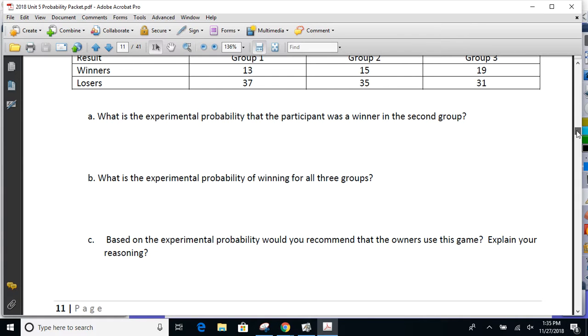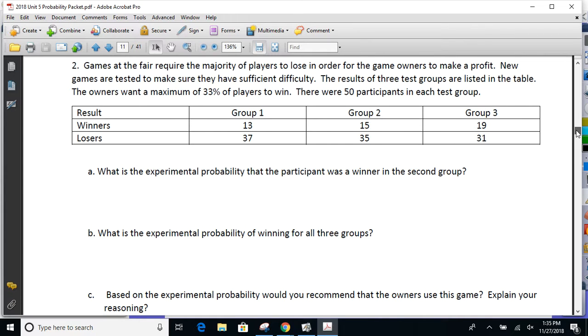Based on the experiment, would you recommend the winner in the second, or all three groups? What did you find your probability to be? 47 over 150, which is about, can you go in your calculator real quick? As a percent, about 31%, right? And the owner wants a maximum of 33% to win to run the game. So would that fit? Yeah. So that's why he's going to recommend the owners that they do it, because he wants, at most, 33%. You got 31%, so that's good to go.